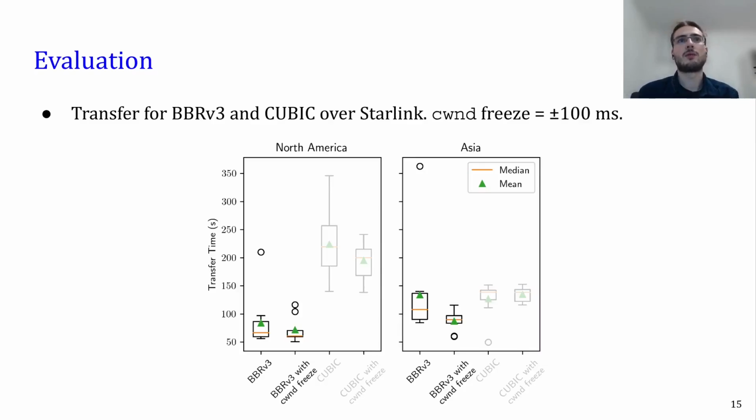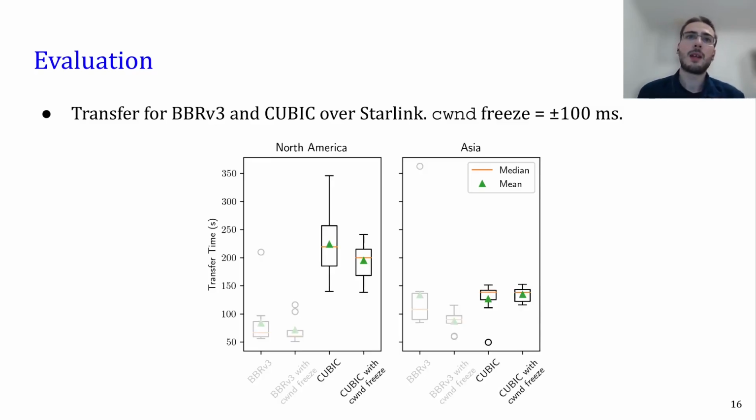Next, we look at transfer times for BBR version 3 and QUIC over real Starlink, with the congestion window freeze set to plus or minus 100 milliseconds. For BBR version 3, we see that in both the North American dish and the dish located in Japan, the transfer time has decreased and the variance has decreased as well. Next, for QUIC, we see that at least in the North American dish, we also see an improvement.